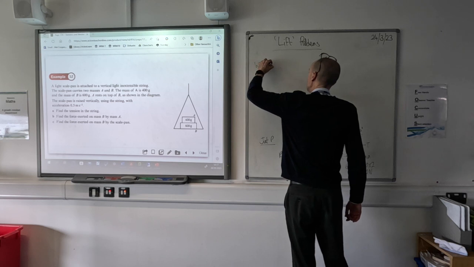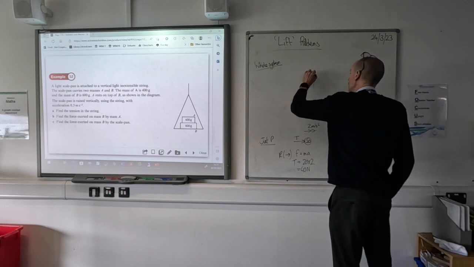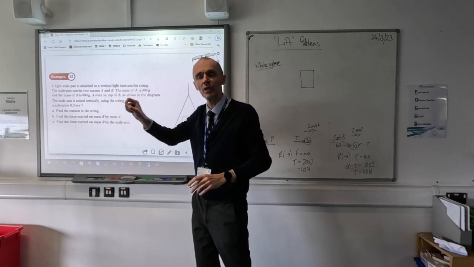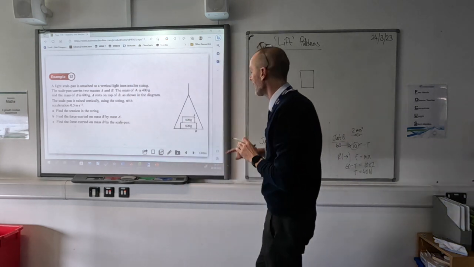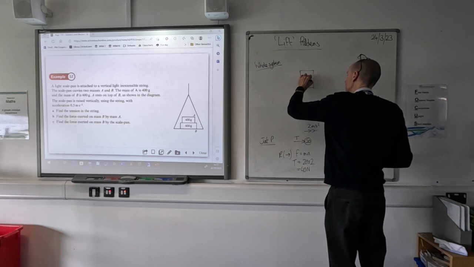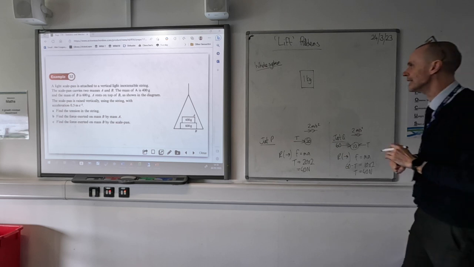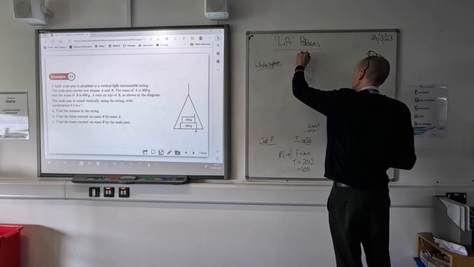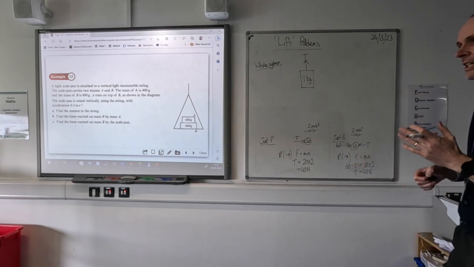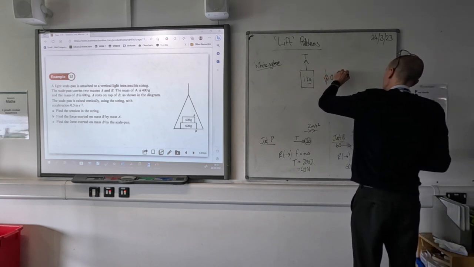Okay, so I'm firstly going to think about the whole system. So the whole system is, I've got something which has a total mass, a light scale pan. Remember, that's one of those assumption words. Light means it has zero mass. So it has a total mass of 1,000 grams, 1 kilogram. And it is being raised using a string, pulling up. And that's causing it to accelerate at 0.5 meters per second squared.